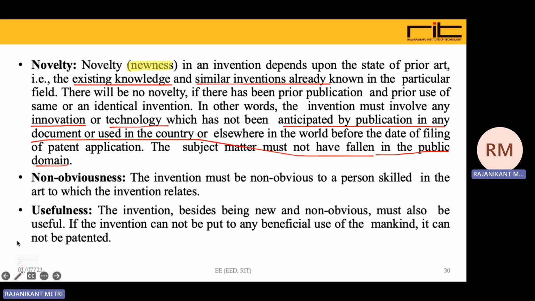Now, non-obviousness. That is, the invention must be non-obvious to a person skilled in the art to which the invention relates. Then the invention, besides being new and non-obvious, must also be useful. This is important. If the invention cannot be put to any beneficial use for mankind, then it cannot be patented.